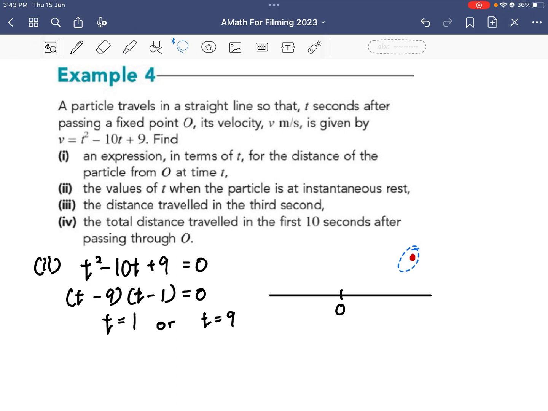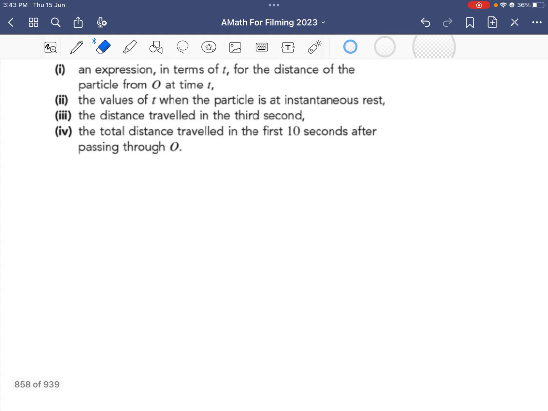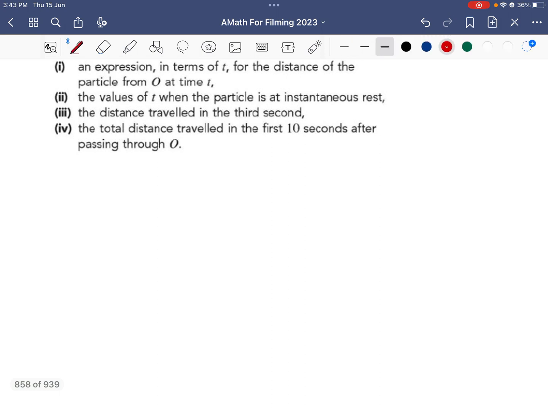So I start again. At t equals 0, then at t equals 1, it will stop and U-turn, going the other way. At t equals 9 seconds, it will stop, U-turn, and start traveling to the other side again. Alright. So based on this idea, the times at which it's at instantaneous rest are t equals 1 and t equals 9. These two numbers will come in quite importantly later, but now let's do part 3.